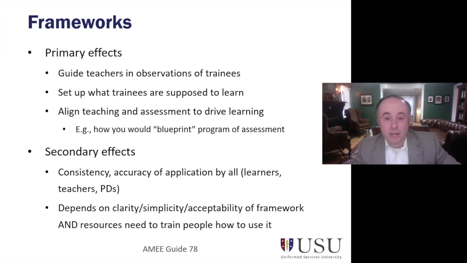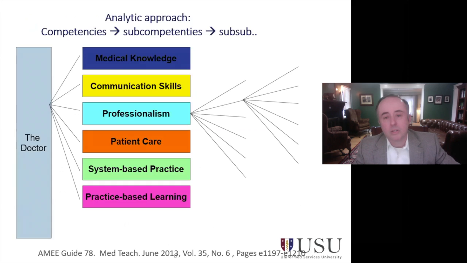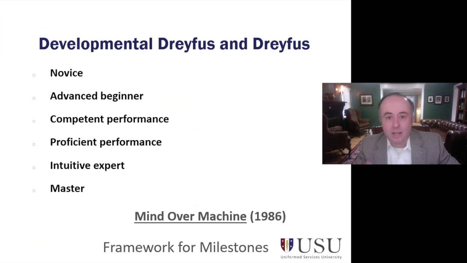Now, there's three major types of frameworks. I'm going to start with the analytic approach. That kind of deconstructs things. You take what a good doctor is and you break it down into different components. Here you have the very familiar six core competencies back from 1999. But those then get broken down into subcomponents and eventually milestones, and the list gets very long. Analytical is great. It's discrete measurements, but that list can be overwhelming. And AMEE Guide number 78 and some other handouts have a great review of this. We'll get to that later.